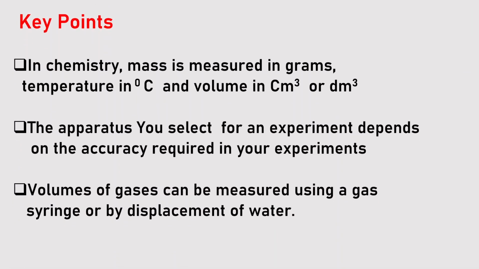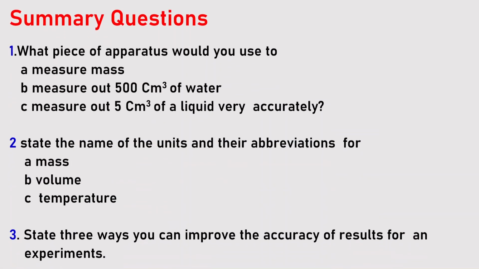These are the key points which we studied in chemistry. Mass is measured in grams, temperature in centigrade, and volume in centimeter cube and decimeter cube. We studied the apparatus, and also that the volume of gases can be measured using a gas syringe or the displacement of water. The last slide is summary questions, and I am 100% sure that now you can solve it by yourself easily. Okay, let us finish this lecture.